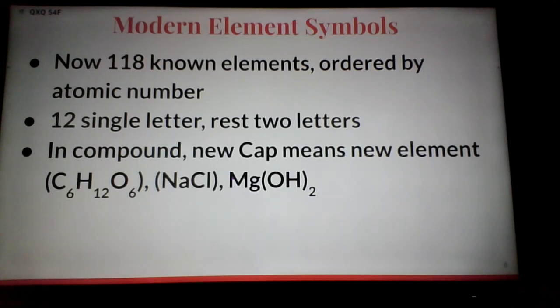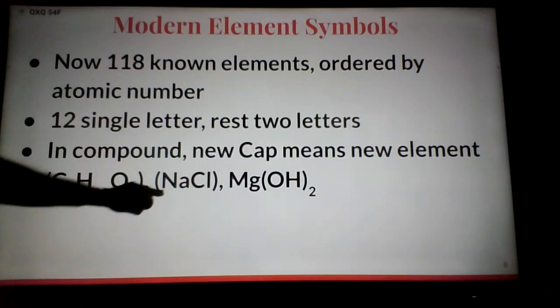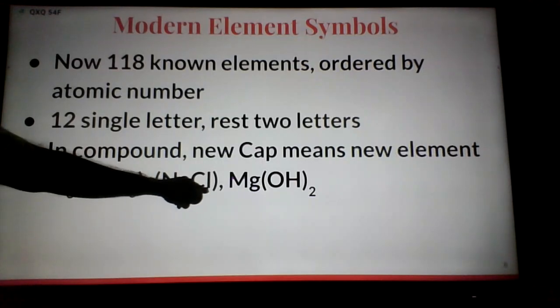As I said a few moments ago, in a compound, a new capital letter means we have a new element. So look here. This is glucose, C6H12O6: carbon, hydrogen, and oxygen. Since I see three capital letters, I know that this compound contains three different elements. And again, the subscript, the number below, tells us how many atoms of carbon, hydrogen, and oxygen make up one molecule of glucose.